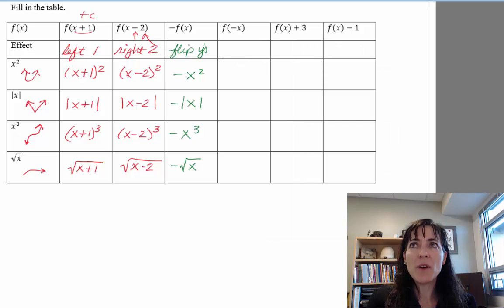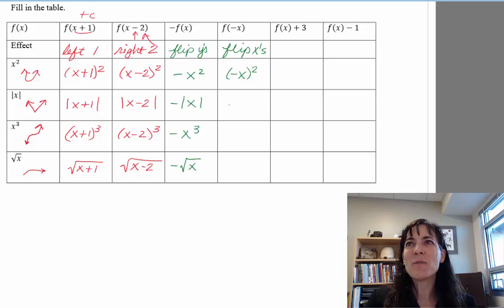On this one, f of negative x, now it's inside the function with the x's. Do you see that? So it's flipping the x's over the y-axis. So flip the x's, and the way that would look is negative x quantity squared, which you know will come to a positive x squared, right?